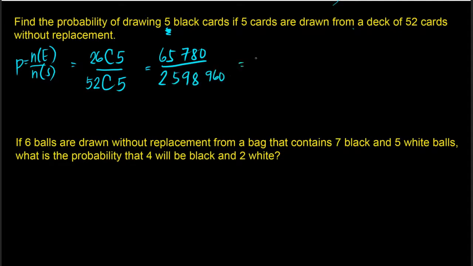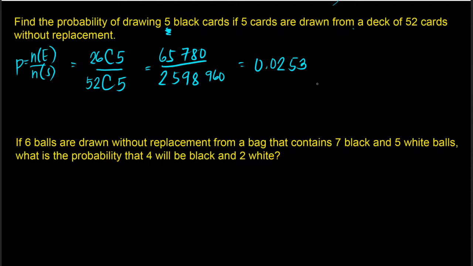2,598,960. Okay. So 65780 divided by the answer. I got 0.02... 0.25 actually. If you want, follow up to the third decimal: 0.0253.